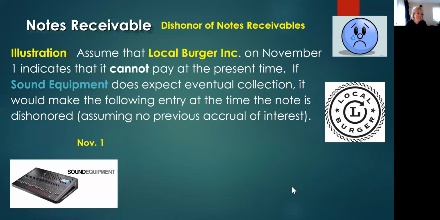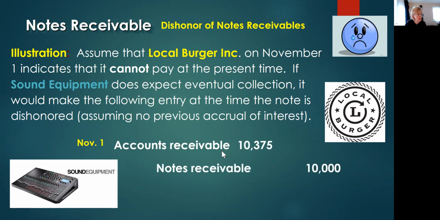If the company does expect at some future date that they are going to pay the bill and they make the decision not to dip into the allowance for doubtful accounts, they will convert that note receivable into an accounts receivable. Why? I'll show you the journal entry and I'm just going to put this up here. Why are they converting this in?